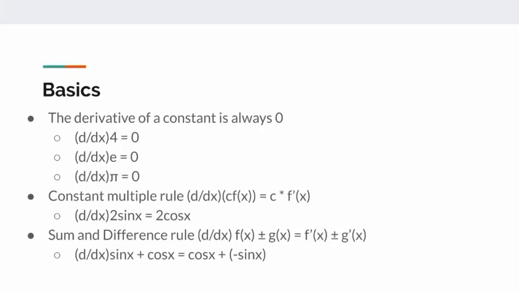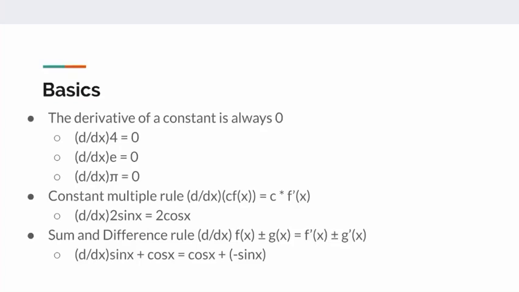Here an example is 2 sine x. You take the derivative of sine, which is cosine, and then you keep the 2 in front, which is 2 cosine x. And then another principal rule is the sum and difference rule.